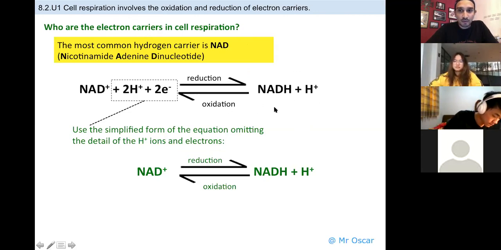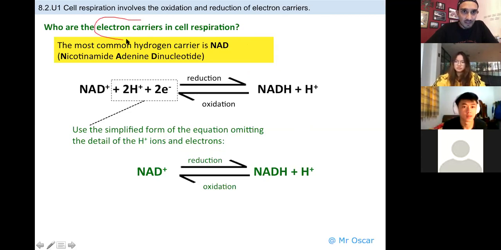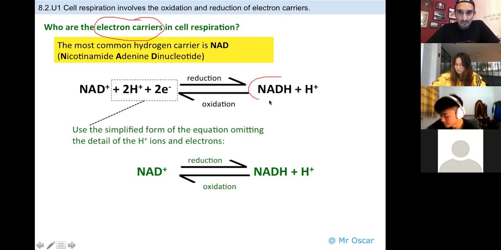This word, electron carrier, is very critical. So who are the electron carriers? The electron carriers are NADH and on the next slide you'll see FADH2. Oh no, why did I choose to do this? I don't know. FADH2.